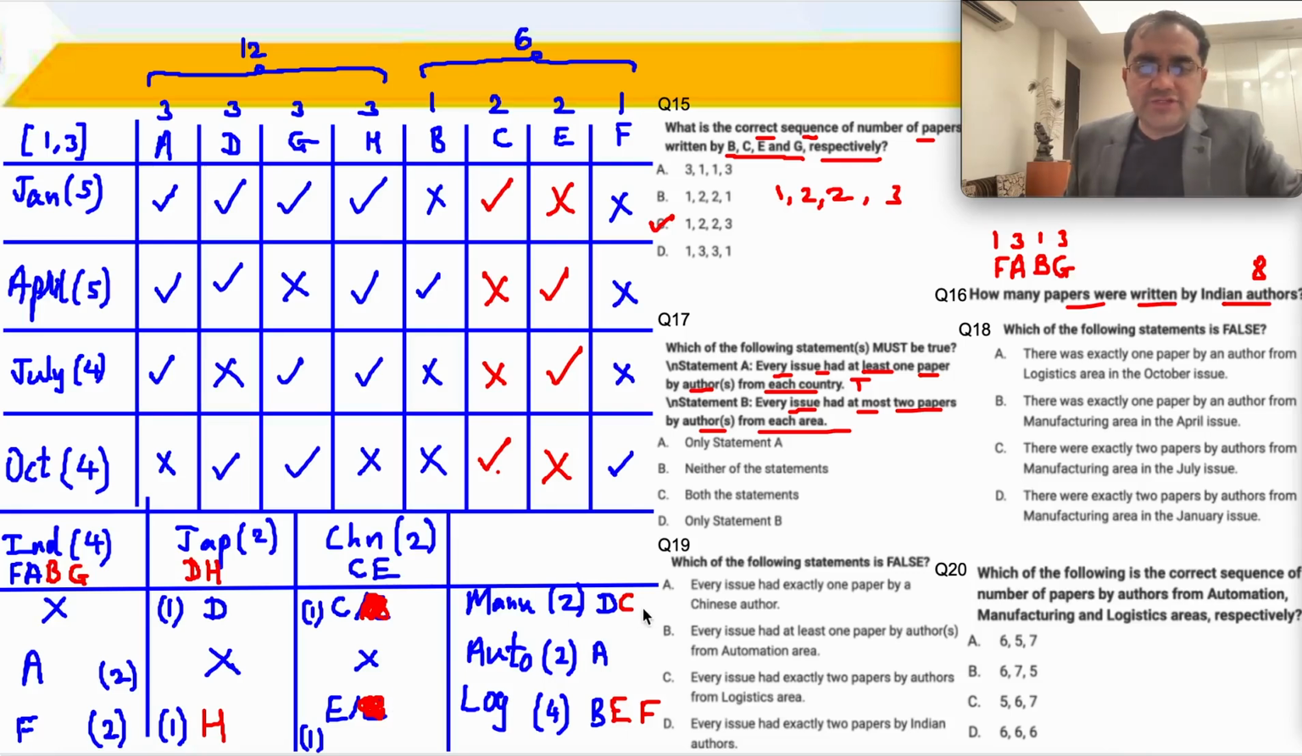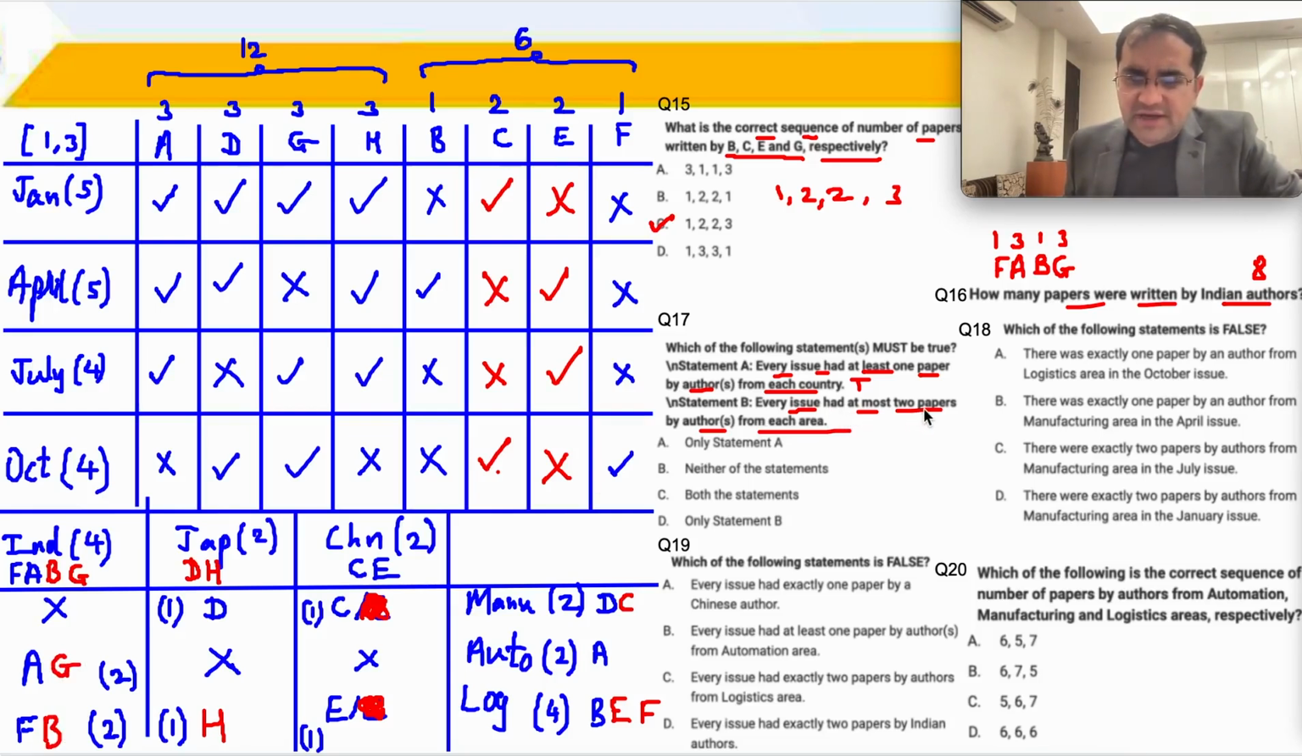So manufacturing, D and C, at most 2, ज़्यादा से ज़्यादा 2. D also is there, C is also there. 2. I have to, there is something missing over here. कुछ छूट गया यहाँ पे. B and G का allocation छूट गया. B over here, G over here. B and G का allocation छूट गया. I have to be careful.